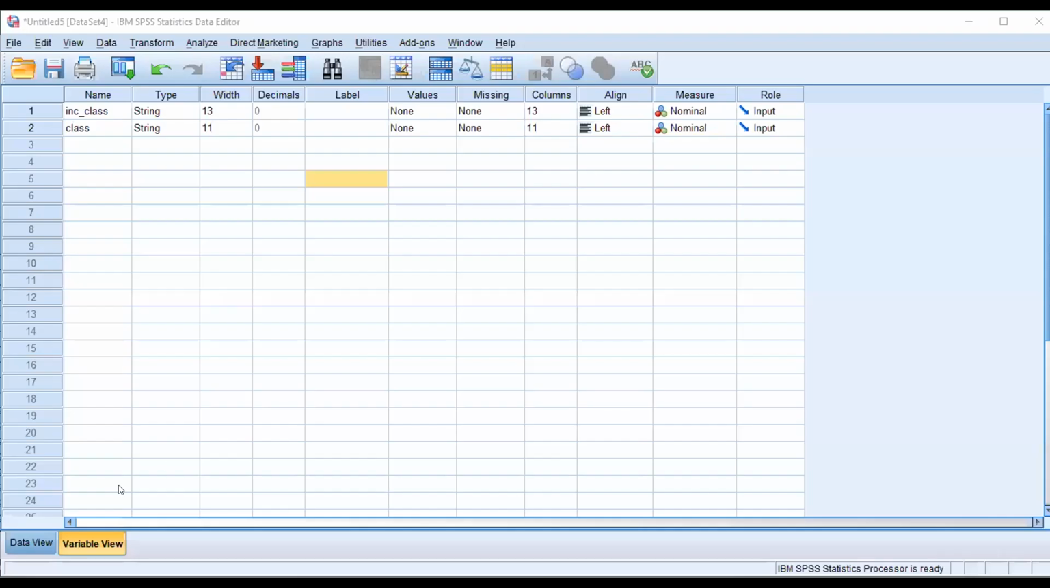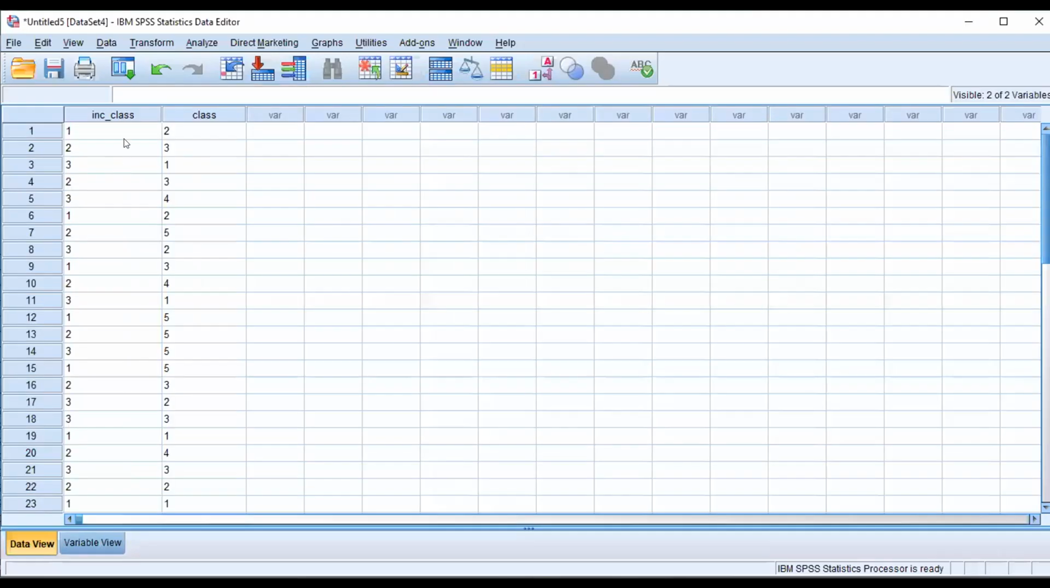Income class and performance. This is the hypothesis test data set. First is income class and their student performance. This is our data set. I am just sharing my screen with you. Just let me know whether you can see this or not. This is my screen. I think it is visible.